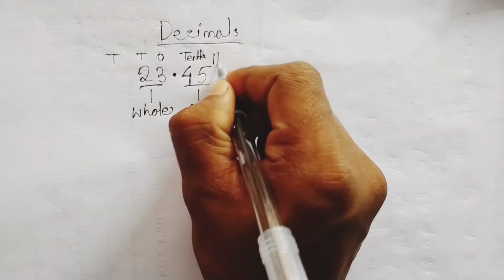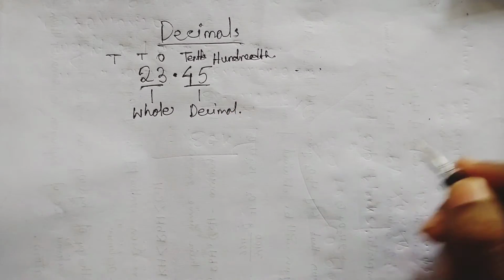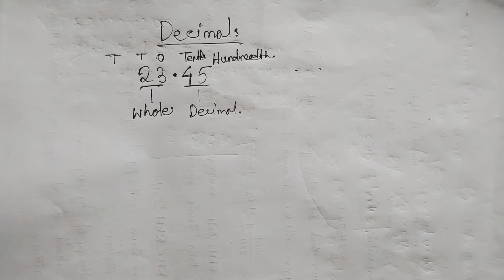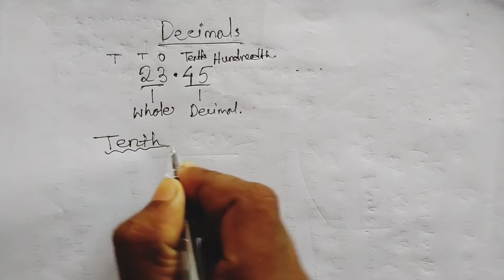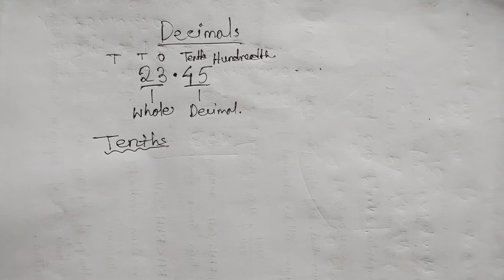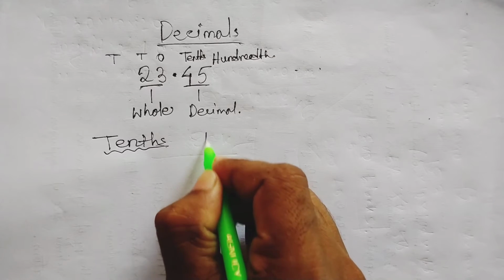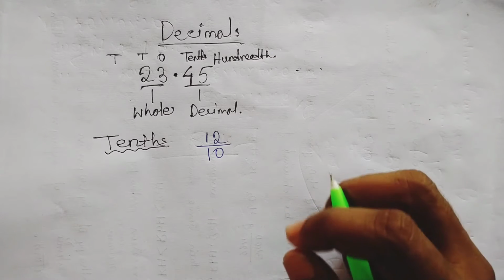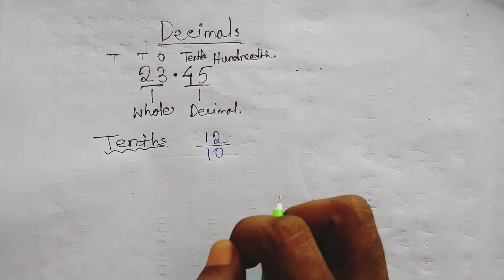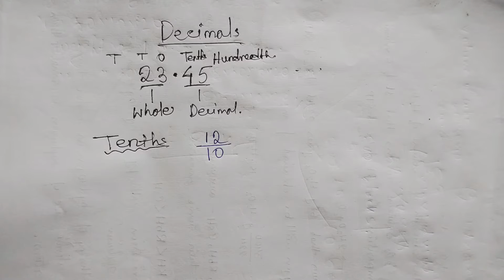Next this is the hundredths place, next thousandths, etc. So at first we have to know what is a tenth? What is a tenth? When a unit is divided into 10 equal parts, each part is said to be 1/10 of the unit. Understood? Now try to solve some problems using tenths.